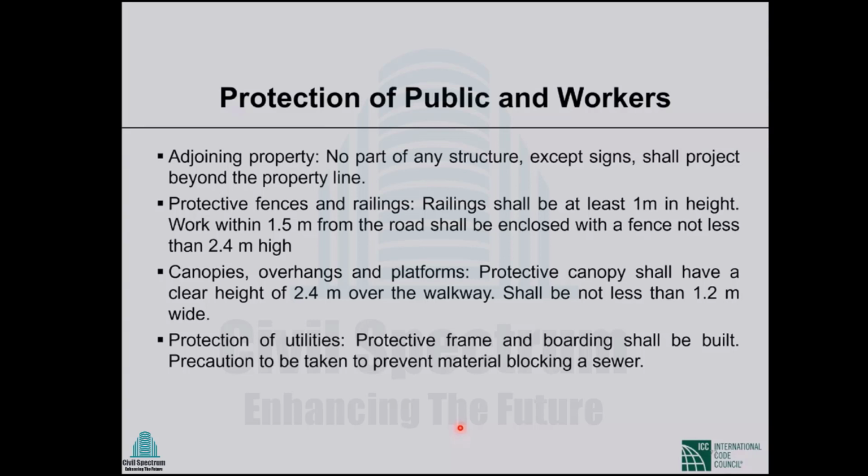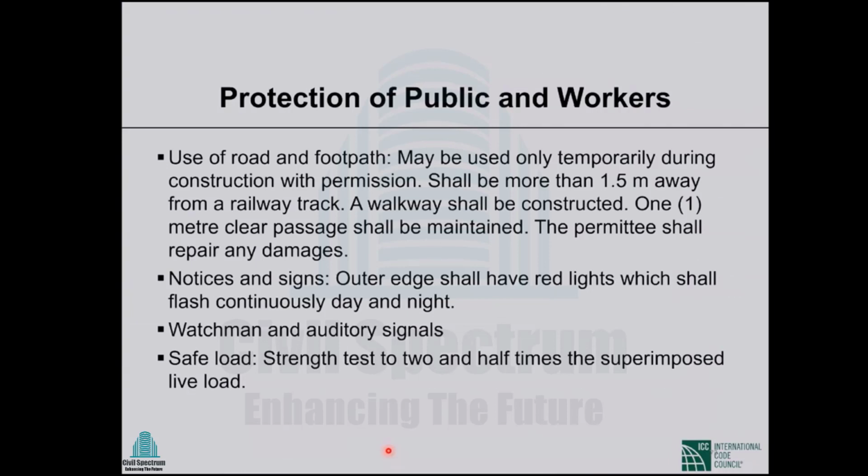Protection of public and workers. This is very detailed in the code, how to protect public and workers. Like, there should be protective fence and railing. And what should be the height of the railing? If your construction is just by the side of a road, what should be the height of the fence? Things like that. Many details are there. If you read this chapter, you'll understand all the details regarding safety in a construction site. So please go through them.